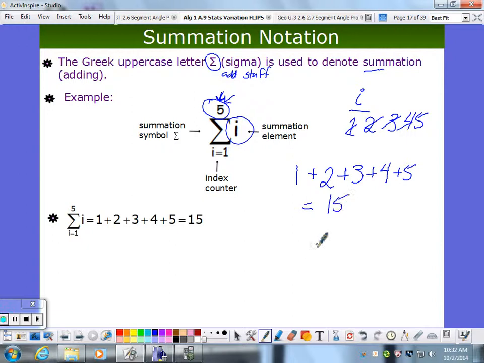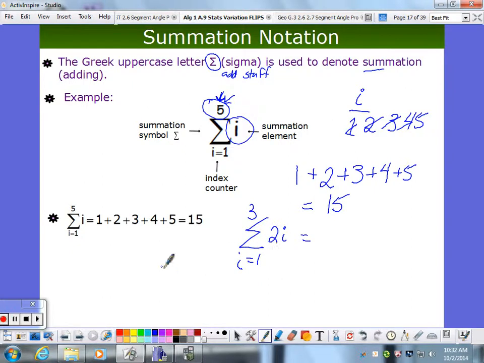Yes, sir? What if it has like 2I? All right, okay, so it doesn't always say I in there. So let's see what happens if it does say 2I. And this time, maybe I'm only going to go to 3. Do I have to go to 5? No. I go to whatever I need to. And it says 2I. So there's no operator here. That means I'm multiplying, right?